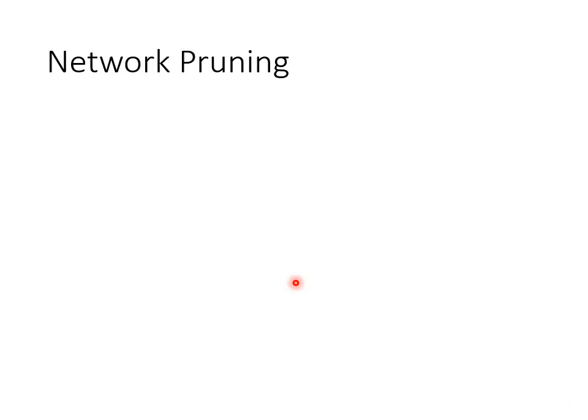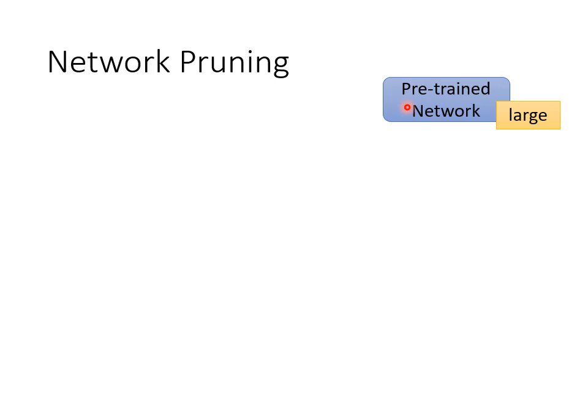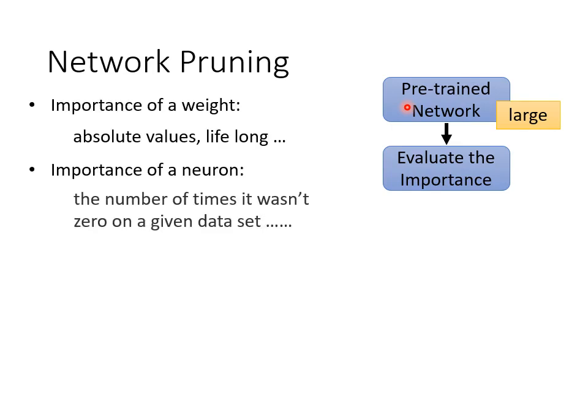Okay, how does network pruning work? Its framework looks like this. First of all, we train a large network. We train a big network. And then, in this big network, you measure the importance of every parameter, or every neuron, to check whether there are any parameters or neurons doing nothing.